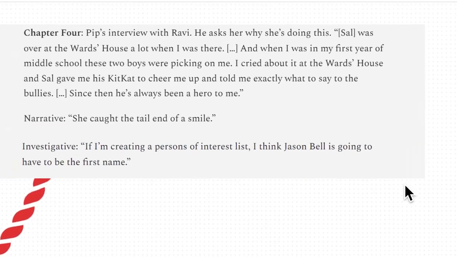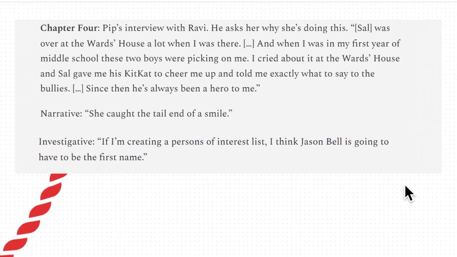There we go. Chapter 4 is Pip's interview with Ravi. He asks her why she's doing this, aka investigating his brother. And her answer is, "Sal was over at the Ward's house a lot when I was there. And when I was in my first year of middle school, these 2 boys were picking on me. I cried about it at the Ward's house, and Sal gave me his Kit Kat to cheer me up and told me exactly what to say to the bullies. Since then, he's always been a hero to me." The narrative line is, "She caught the tail end of a smile," and this is Ravi smiling. And that's the last line.